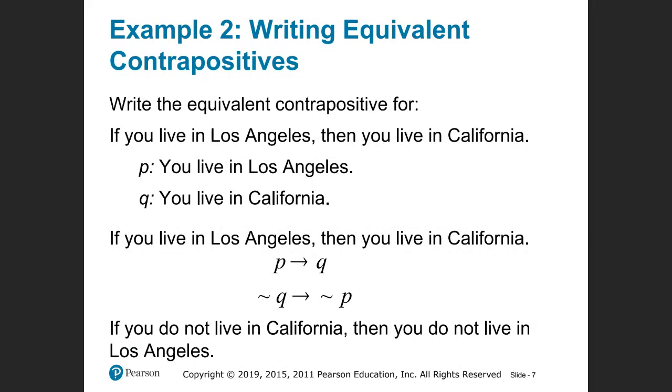We're going to write the equivalent contrapositive for if you live in Los Angeles, then you live in California. P is the first part, you live in Los Angeles. Q is you live in California. So it would be if P, then Q. Reversing these and negating them, we would have if not Q, then not P. If you do not live in California, then you do not live in Los Angeles.